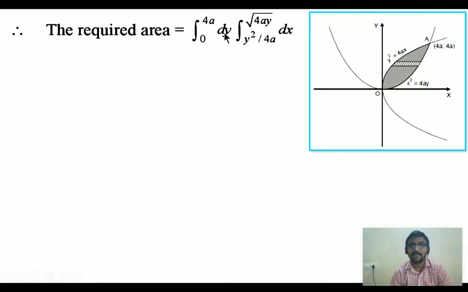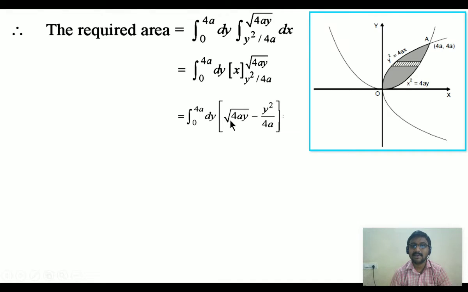Now we have to compute this double integration. For this we have to take the integration first with respect to x and then y. What is the integration of 1 with respect to x? It is x. Limits are y square by 4a to 2 root of ay, or root of 4ay. Substituting the upper limit root of 4ay minus the lower limit y square by 4a, simplifying and then integrating with respect to y.